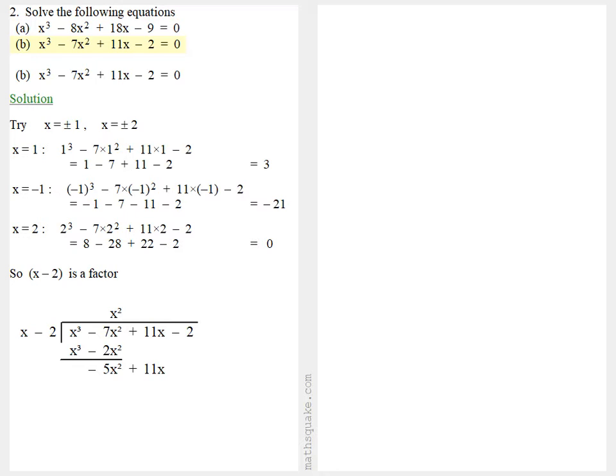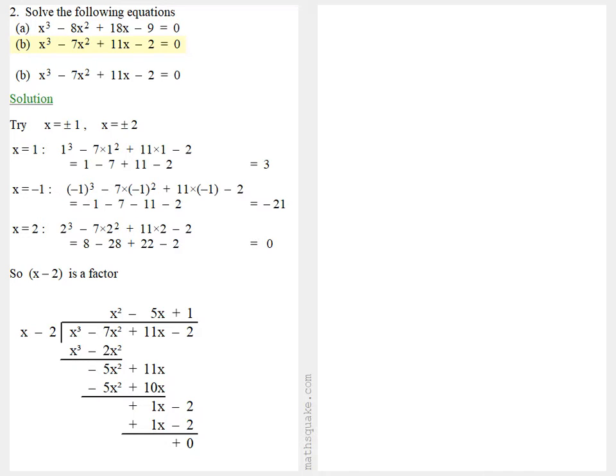We bring down the plus 11x and divide x into minus 5x squared. That gives us minus 5x, and we multiply minus 5x with x minus 2. That gives us minus 5x squared plus 10x, and when we subtract, that leaves 1x. And when we bring down the minus 2, we have 1x minus 2. We divide x into 1x, that's plus 1. 1 times x minus 2 is x minus 2, and when we subtract, that leaves 0.